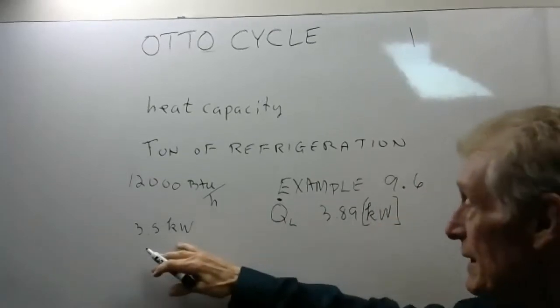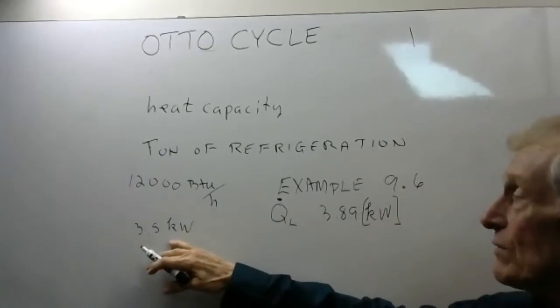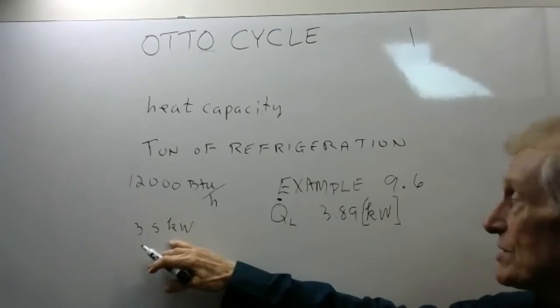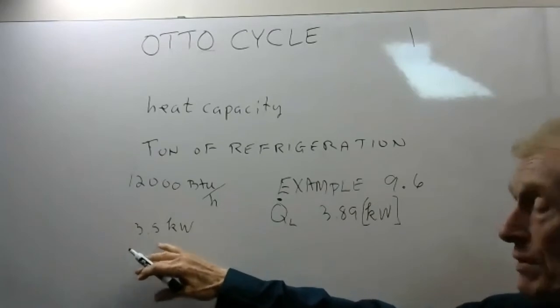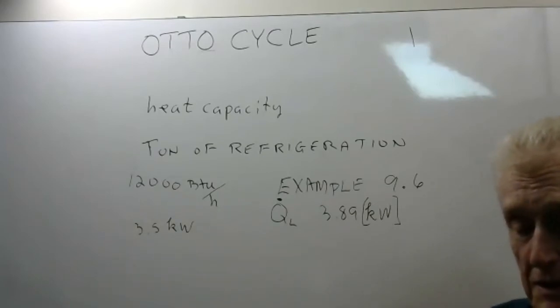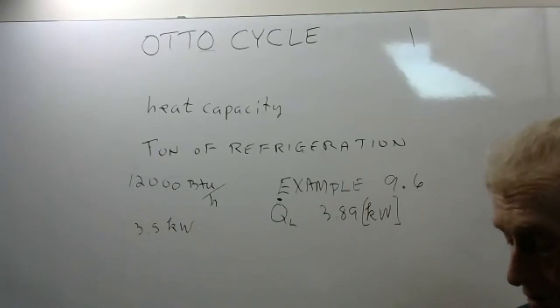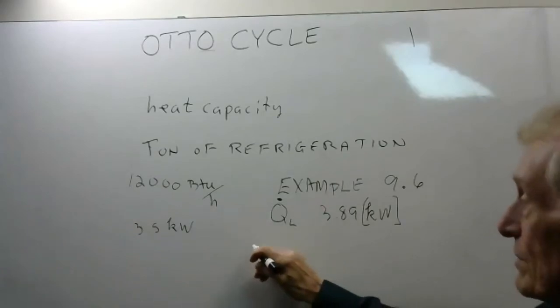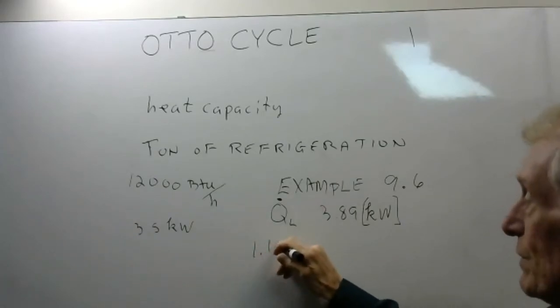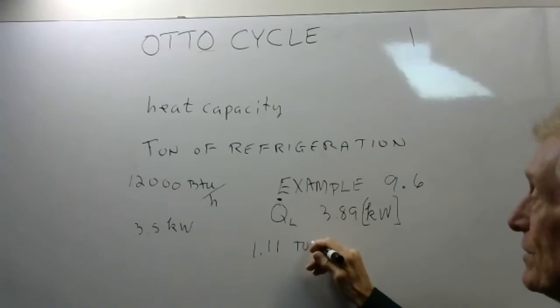Hey, you know what? That's a little bit bigger than 1 ton of refrigeration, isn't it? 3.89 is a little bit bigger than 3.5. In fact, it's 3.89 divided by 3.5. It's around a 1.11 ton unit.